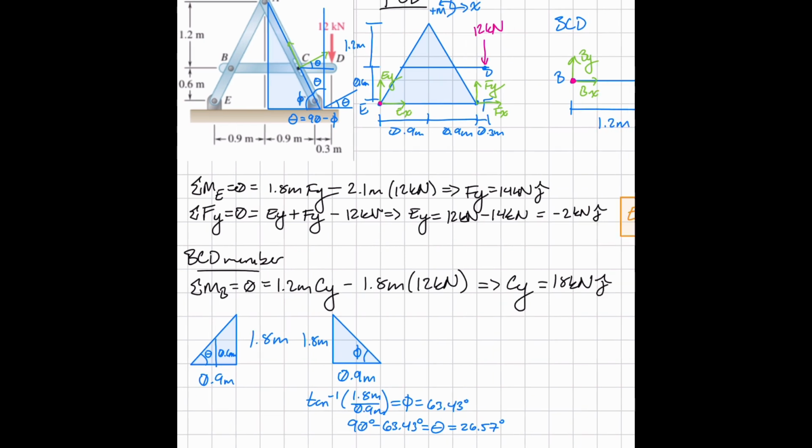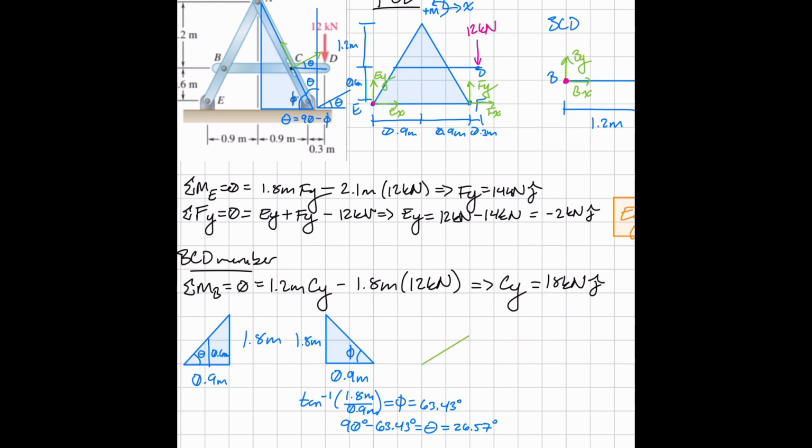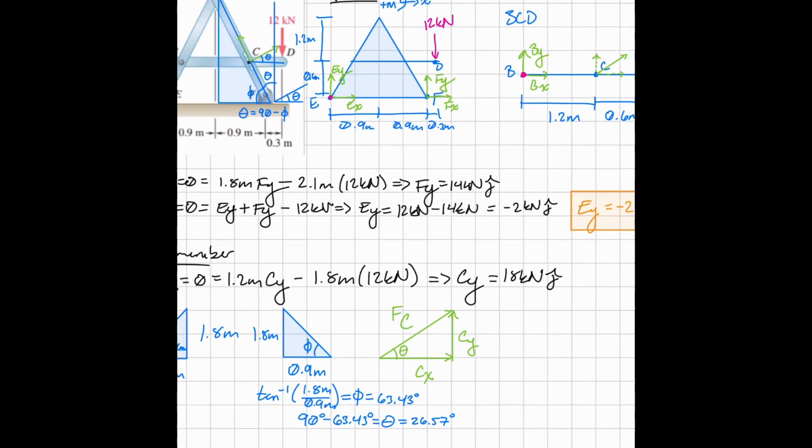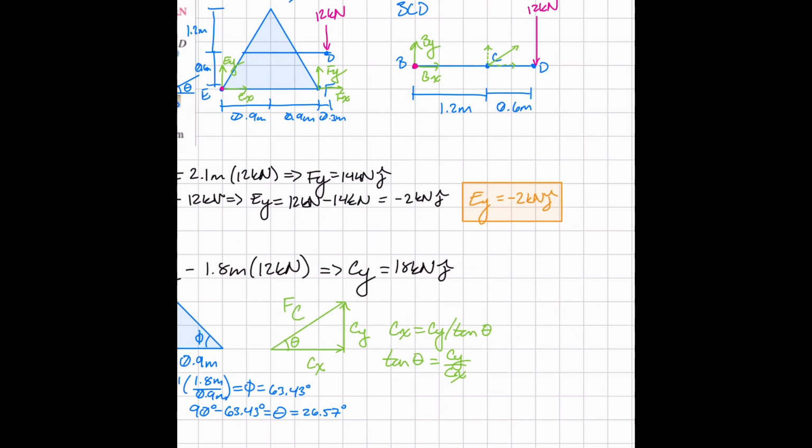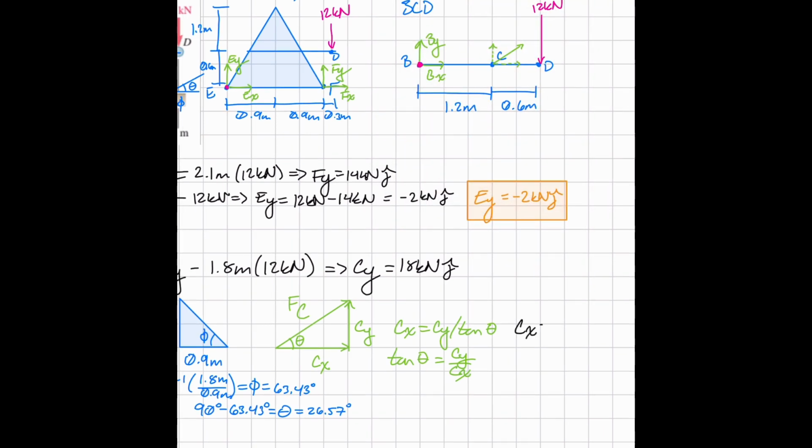And so our CY component, I'll draw out the force now. If our CY component is 18, we can slide it over here and create a triangle with our X component. So we have CY, CX, C, or I can call it F at C, and then we have our angle as well, which is theta. Our CX component is going to be CY divided by tangent of theta. We get that from tangent of theta equal to CY over CX, then rearranging with algebra. Plugging that in, we get that CX is equal to 36.0 kilonewtons.